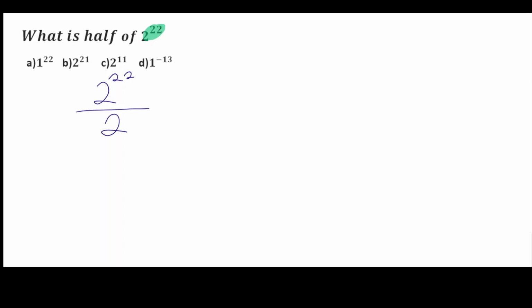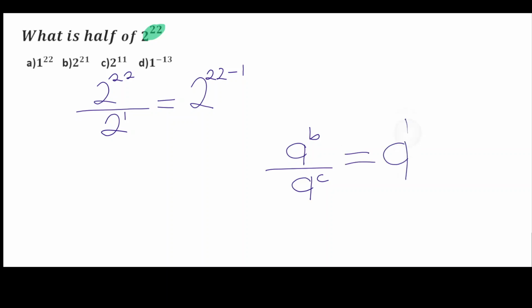As you can see, they both have the same base, so I can just say equals 2 to the power of 22 minus 1. Don't forget, 2 is the same thing as 2 to the power of 1. And using the law of indices, when you have a to the power of b divided by a to the power of c, they are sharing the same base, all we just need to do is write a to the power of b minus c, since there is division between the both cases. And that's what I have been able to do here.